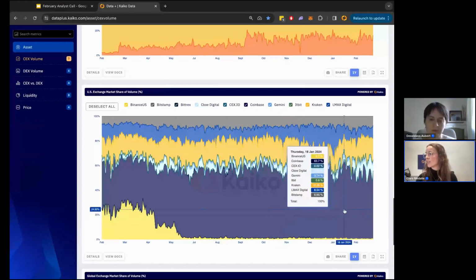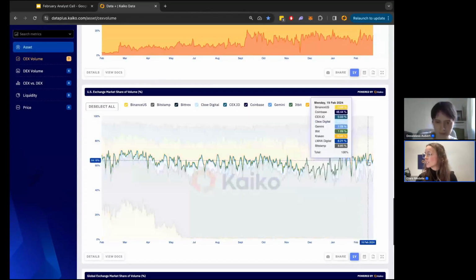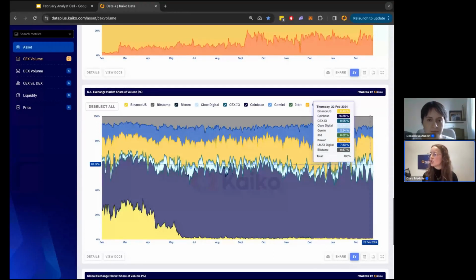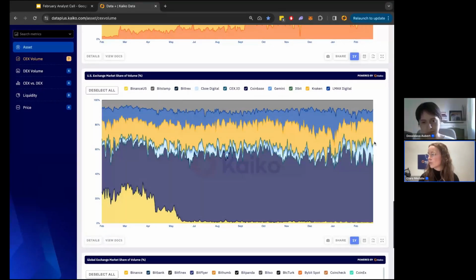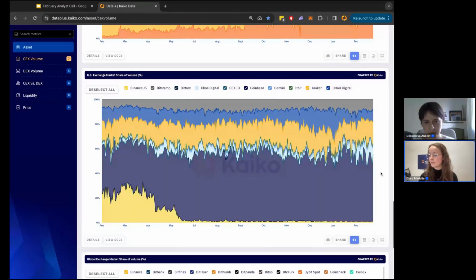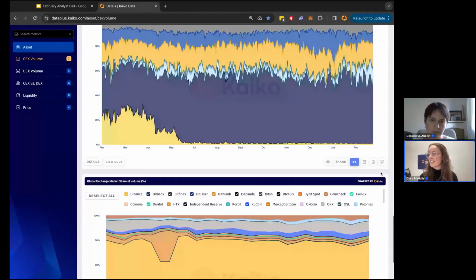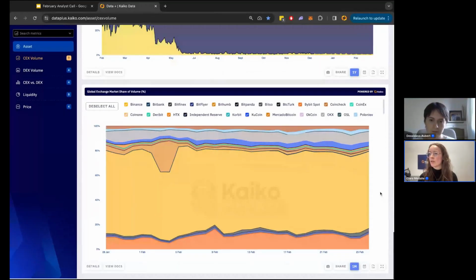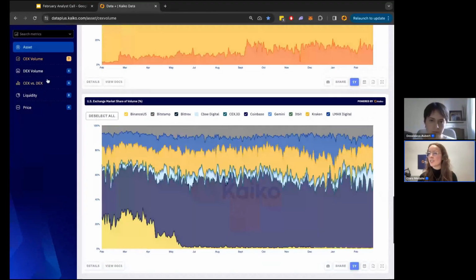So this just shows Binance US has failed to come back after all of its regulatory problems, whereas Coinbase is still going strong. But we notice something interesting here. We see the more institutional Cboe Digital has gained quite a bit of Bitcoin market share, which is a sign that there are probably a growing number of institutional traders in the US right now with the ETFs. And yeah, this one again is global exchange market share of volume. So I think now we can move on to the DEX charts.